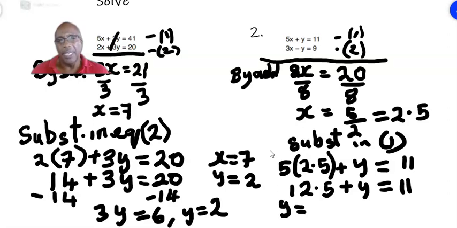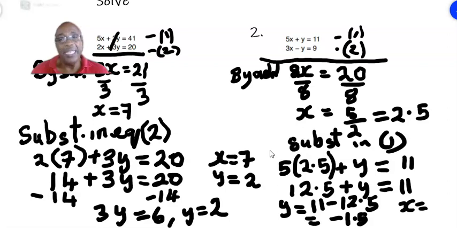And therefore y equals 11 minus 12.5. And you get the answer. You can use your calculator, but the answer will be negative 1.5. And therefore, we have the answers. x equals 2.5 and y equals negative 1.5. And that is the answer.